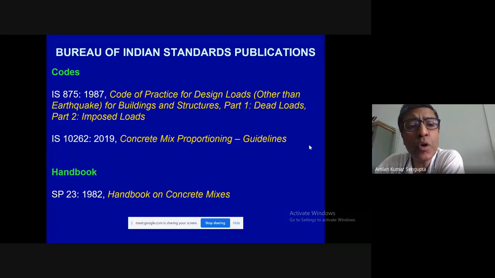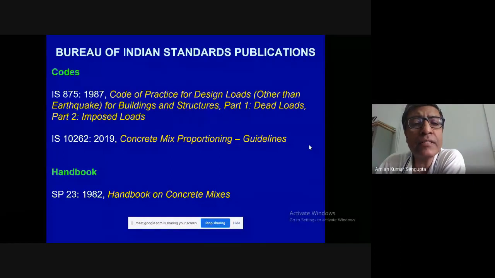Part 2 is imposed loads, which is also called live loads, means they can change with time, they can shift. However, they are not considered to be dynamic loads. What is dynamic load? Dynamic load means which vary with time very fast. The live load is still considered to be a static load, that even if it changes, its variation is very slow, and we do not need to treat that as a dynamic load.